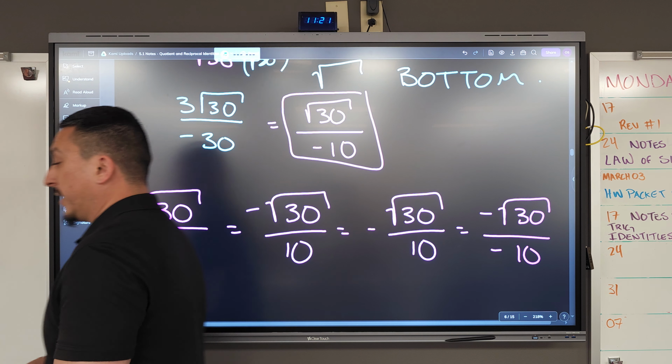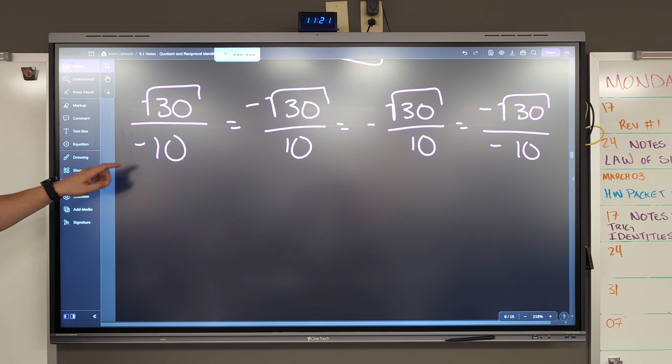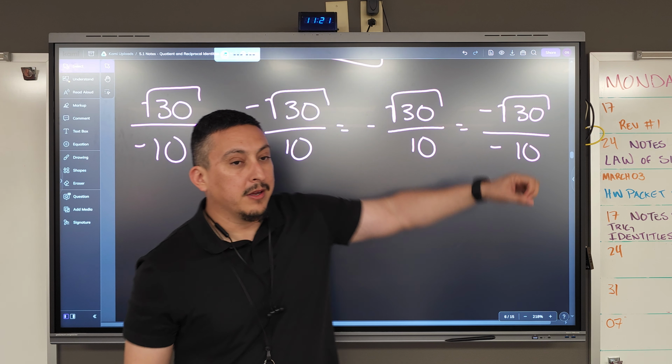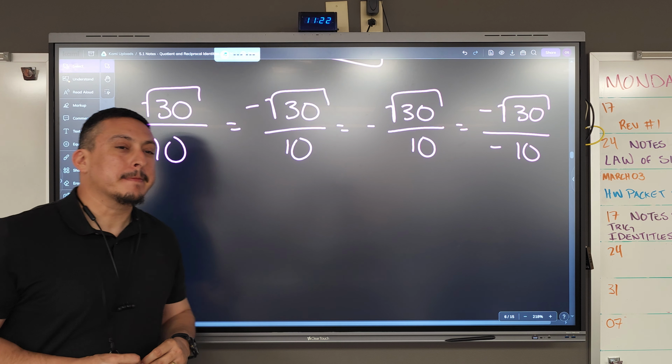You know, when you have a negative on the bottom and the top, that used to throw me off. Okay, out of these four, only one of them is not true to the other ones. Can you spot who doesn't belong? The third one? Not the third one. The second one, the fourth one.